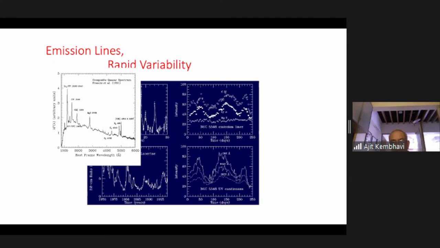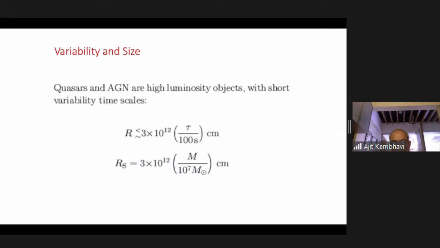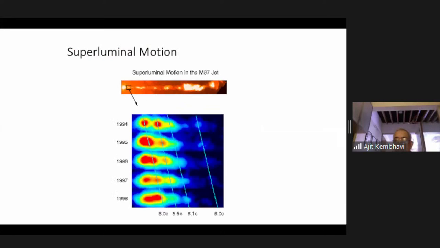So what it means is that at the centers of galaxies, you have these extremely compact objects which are emitting a great deal of energy, and some of that energy gets channelized into jets. Okay, so jets which are very steady for extraordinarily large scales. Then there is another marvelous phenomenon, which is known as superluminal motion.